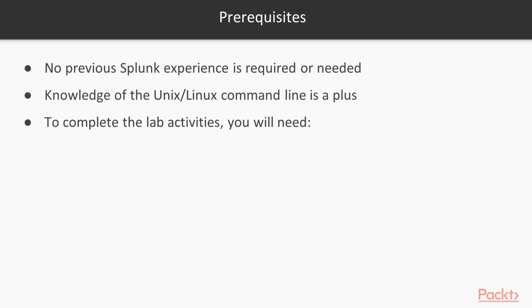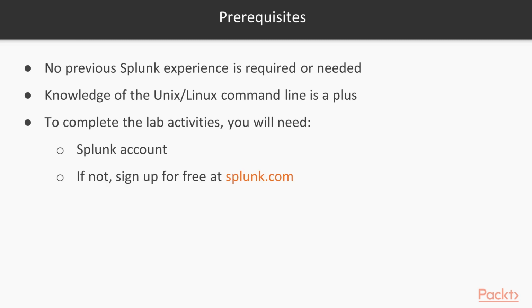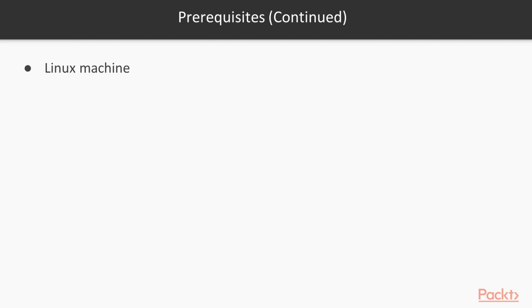Now, in order to complete the lab activities, you'll need a few things. You're going to need a Splunk account, and you can get this at Splunk.com and just sign up for that. You'll need that in order to download Splunk, the trial edition that we'll be using, as well as some of the Splunk apps that we'll be using. You'll also need a Linux machine, and that's where we'll actually install Splunk. And you'll definitely want to use Linux in order to follow along with the lab activities.